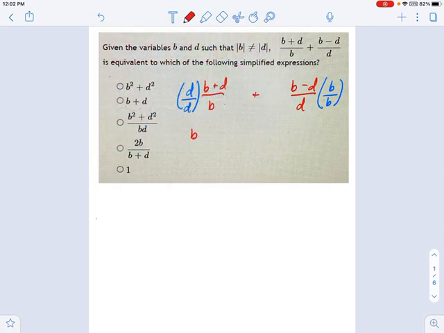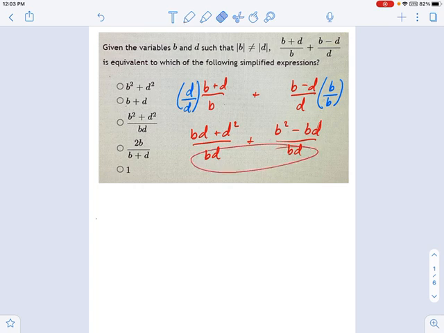So we go through the multiplication now, and what do we get? Well, it's bd plus d squared over bd. And on the right side, I've got b squared minus bd over bd. So now we add them together because they have a similar denominator. We can now just smush them, and you get one big fraction over bd: bd plus d squared plus b squared minus bd.